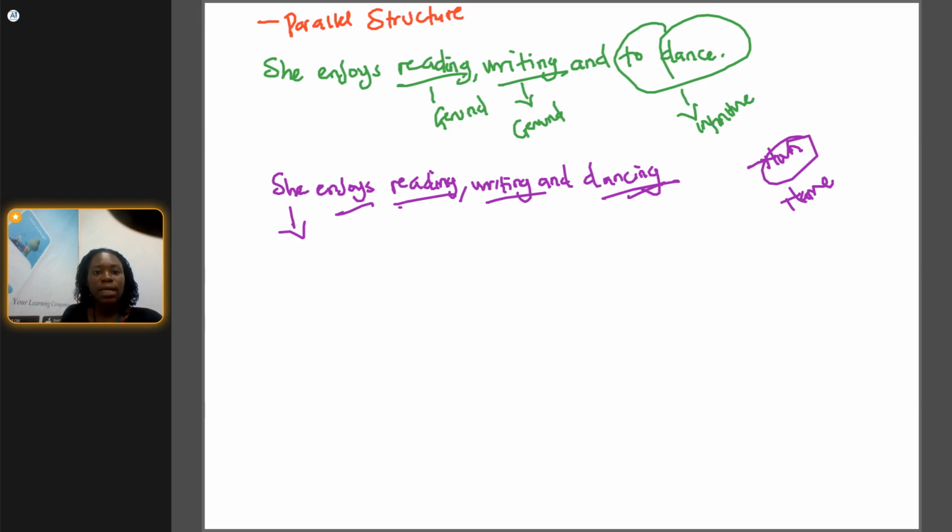This is different from she is reading, she is writing, she is dancing. If you say she is reading, it means she is doing something. She is writing, it means she is doing something. She is performing an action. But in this case, she is not performing an action. She actually enjoys doing something. And the name of that something that she enjoys doing is reading, writing, and dancing. So gerunds look like verbs, but they are nouns.